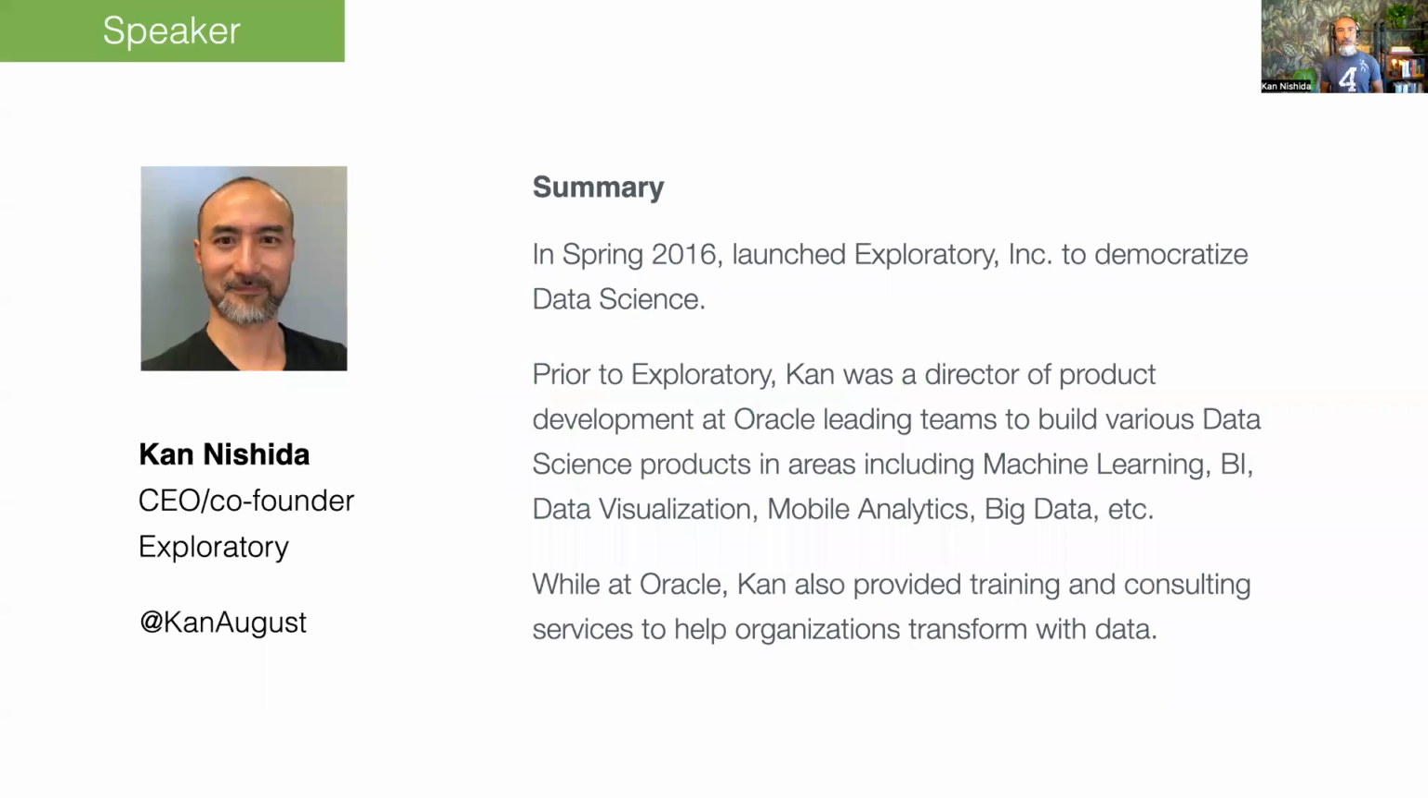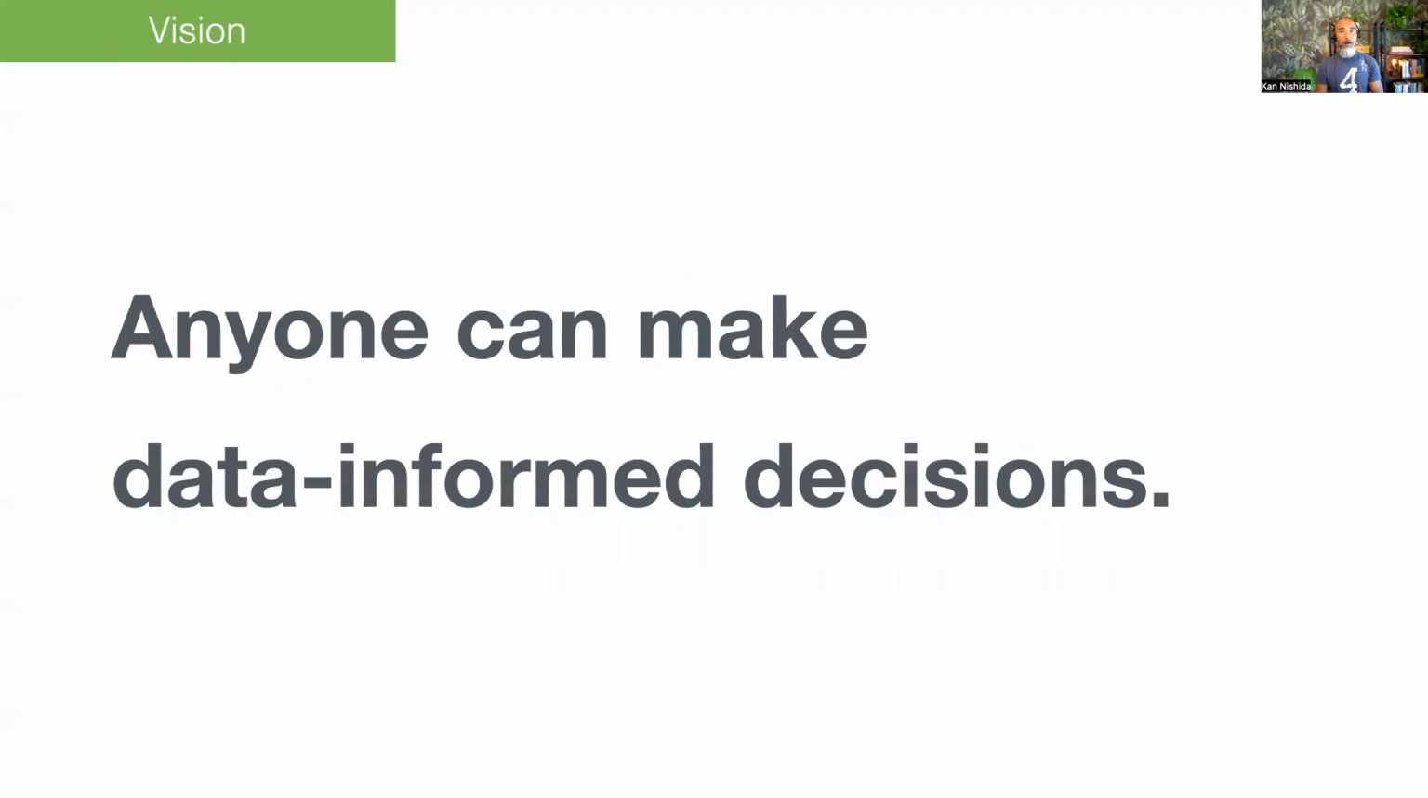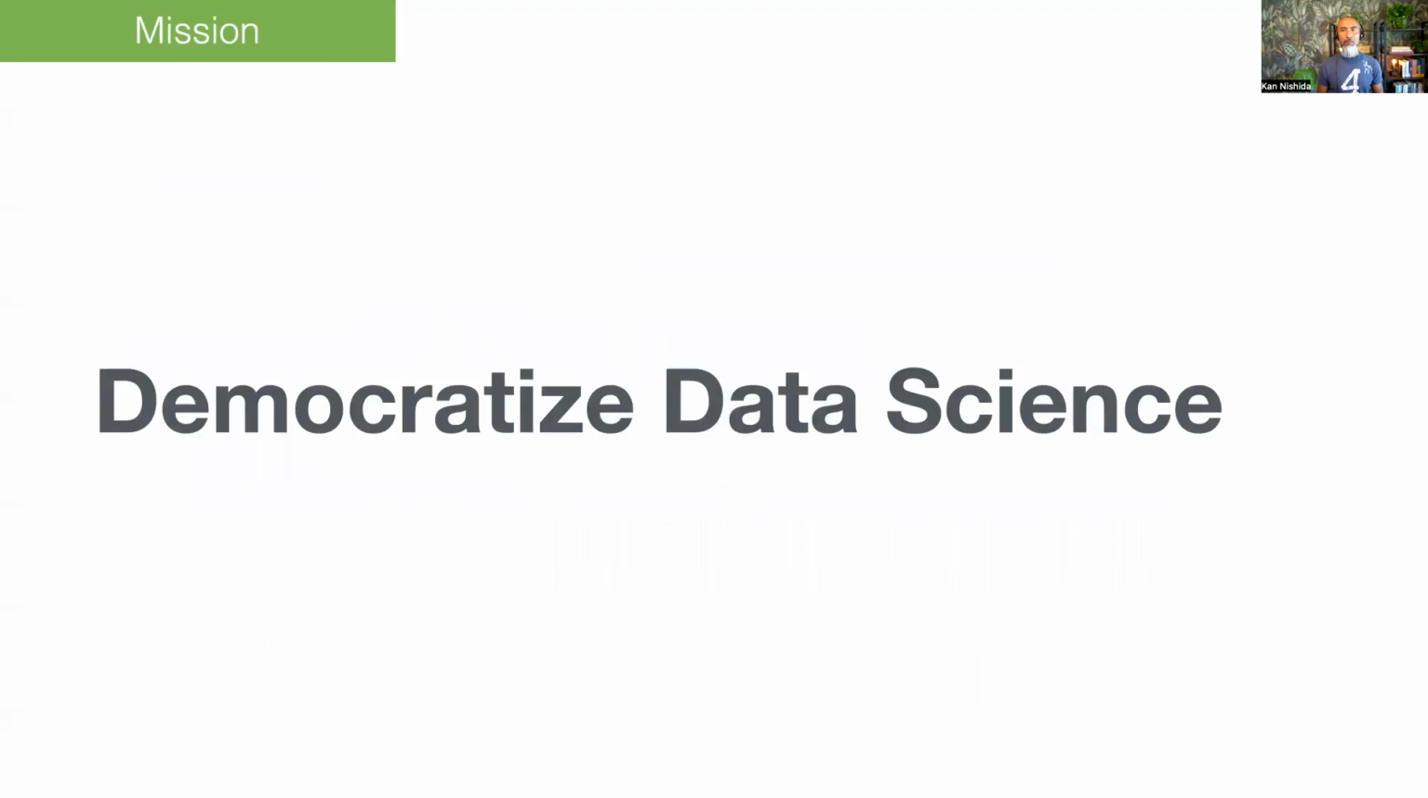My name is Kan Nishida, CEO at Exploratory. Exploratory is a company we started in spring 2016 to democratize data science. Prior to that, I used to work at Oracle, building and delivering various data science related products. So our vision at Exploratory is that anyone should be able to make data-informed decisions. Our mission is to democratize data science to help people make better decisions with the data.